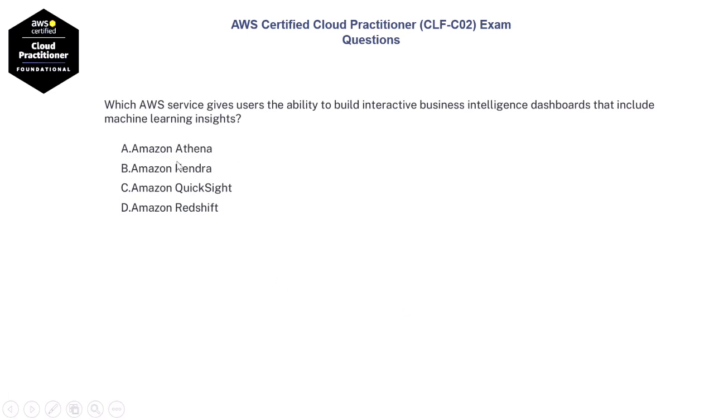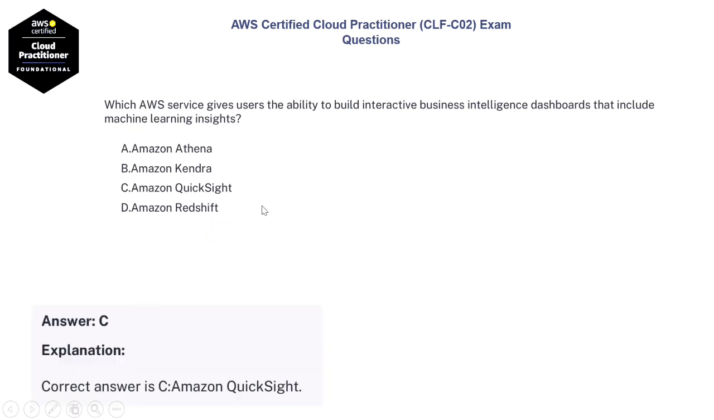Next question. Which AWS service gives users the ability to build interactive business intelligence dashboards that include machine learning insights? Option A, Amazon Athena. Option B, Amazon Kendra. Option C, Amazon QuickSight. Option D, Amazon Redshift. The correct answer is option C, Amazon QuickSight.